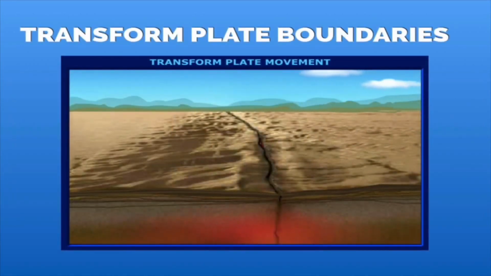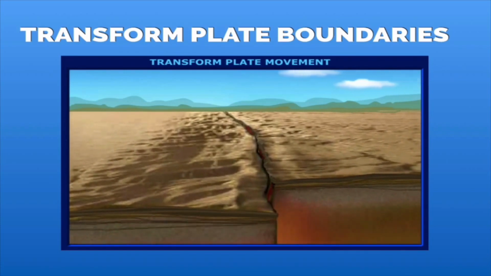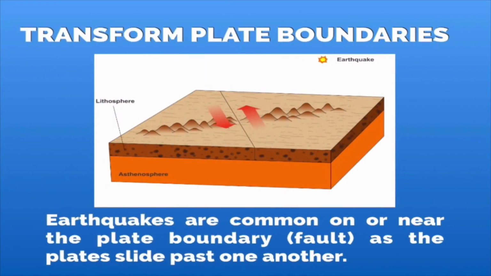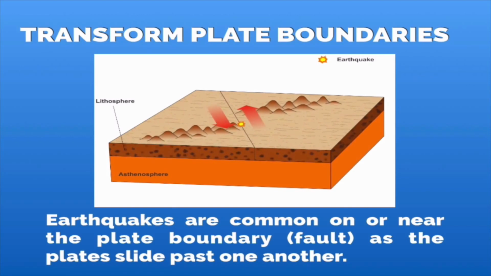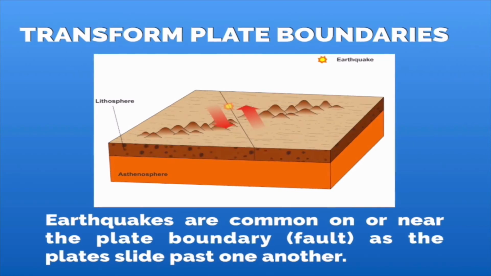A typical transform boundary involves this type of motion. Two lithospheric plates pushing past one another. This process generates a great deal of seismic activity. Earthquakes are very common at transform plate boundaries. Where these two plates meet is often exposed or visible, and that's called a fault.